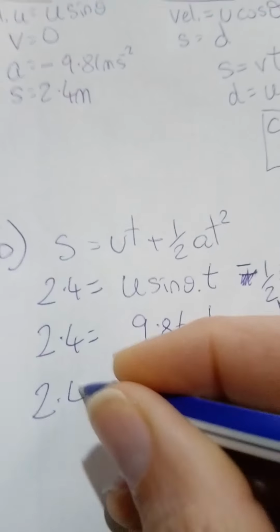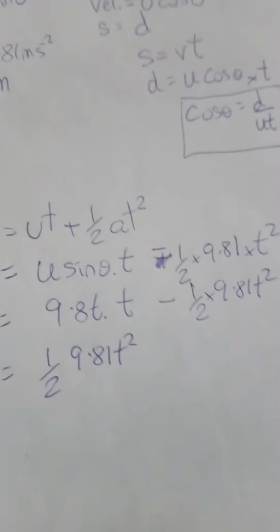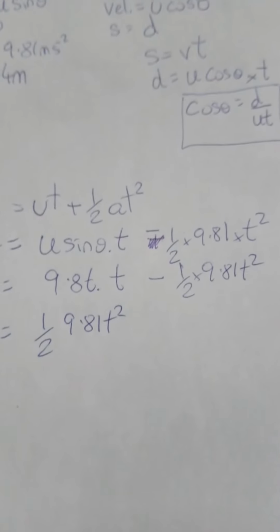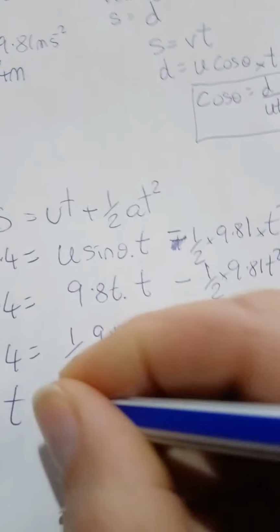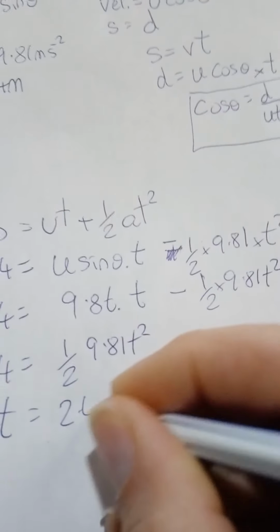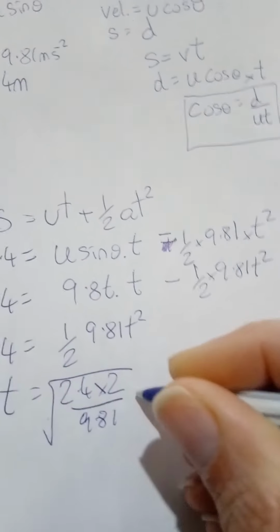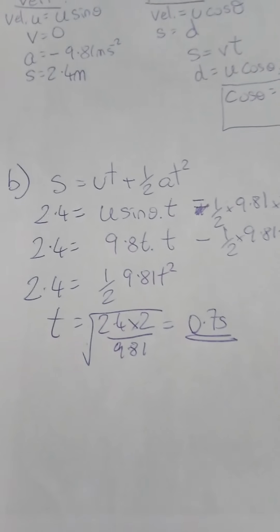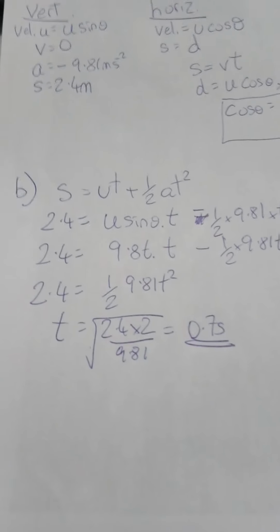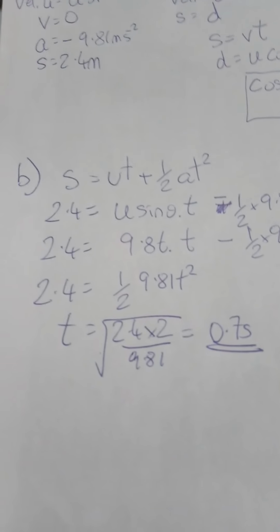And so we've got 2.4 equals half 9.81 t squared when I work out the right hand side. And from there we get the time. Time will be the square root of 2.4 times 2 over 9.81, which is 0.7 seconds. So that is part B of the question.